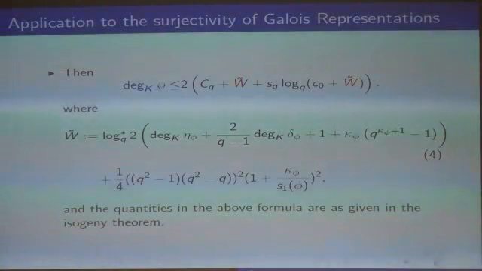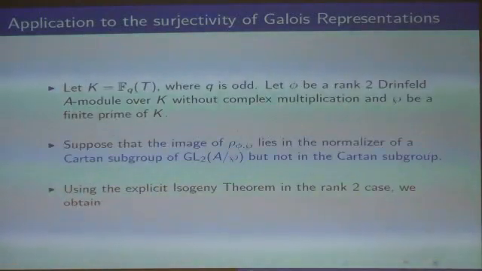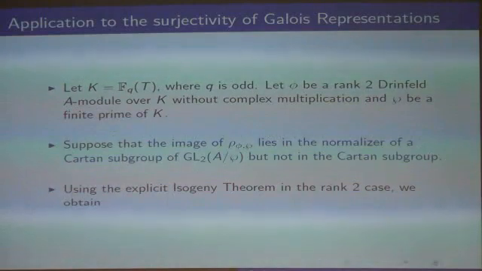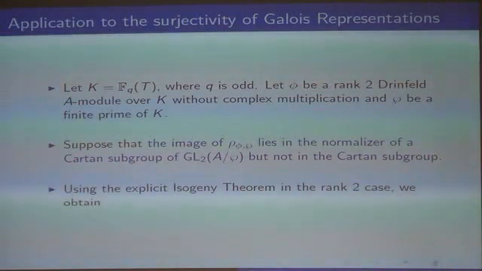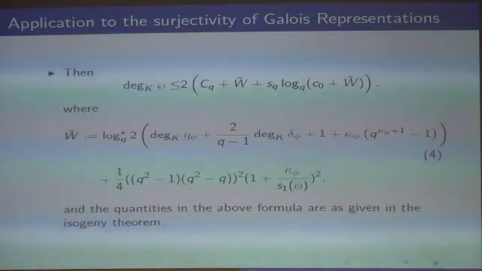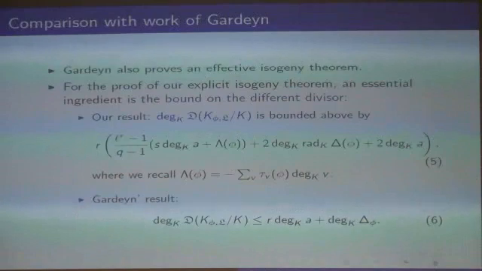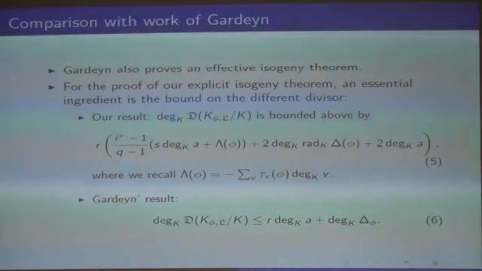So let me go back. To talk about this surjectivity, of course there are other possibilities, like the Borel case, the Gardeyn case, a few cases. So Gardeyn is one of the cases. For the Gardeyn case, we are able to use the isogeny theorem. So that's the merit of using the explicit isogeny theorem.